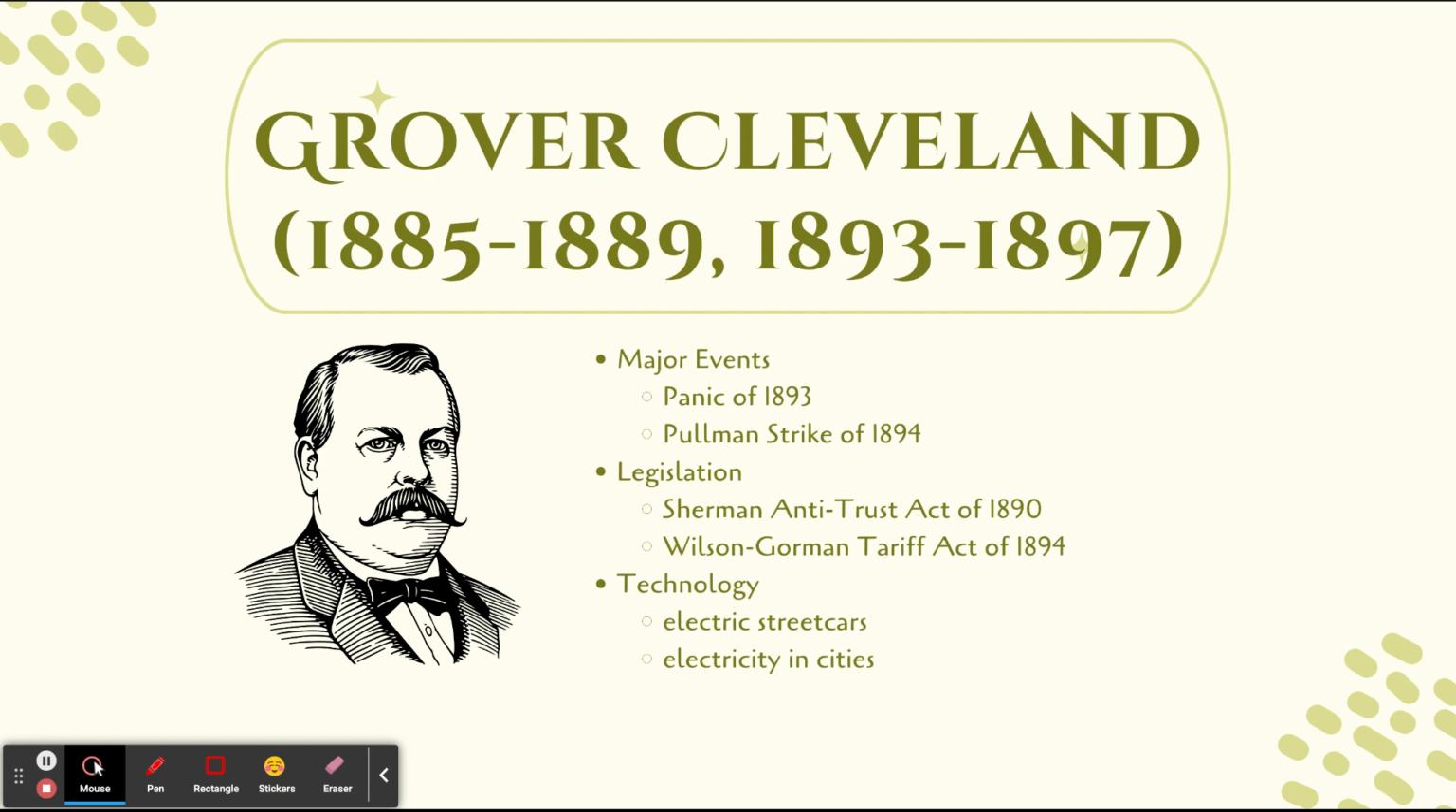We also see the Pullman strike of 1894, which was a nationwide railroad strike. In terms of legislation, we see the passage of the Sherman Antitrust Act, which we'll learn more about. This was passed in 1890 and was meant to curb monopolies and create fair competition in the economy. We also see the passage of the Wilson-Gorman Tariff Act of 1894, which reduced tariffs to lower consumer prices, so then people didn't have to pay as much whether the goods were imported from other countries or produced within the United States. In terms of technology, we start to see the development of electric streetcars in major cities across the country, as well as electricity in cities.